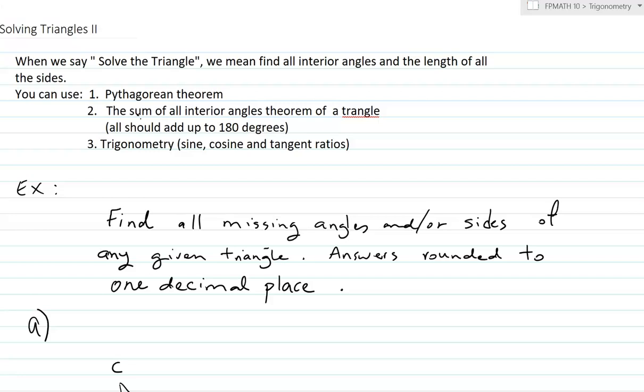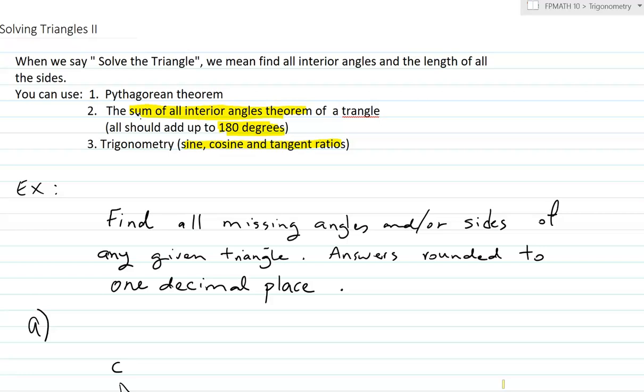Hello everyone. So we're going to continue with solving triangles using any kind of method that we know from previous grades, and that includes using the Pythagorean Theorem. That includes the very basic Euclidean geometry, where the sum of the interior angles of a triangle is equal to 180 degrees, which is right there. And also we can use trigonometry, the sine, cosine and tangent ratios. Okay, all of those we can use to solve a triangle.